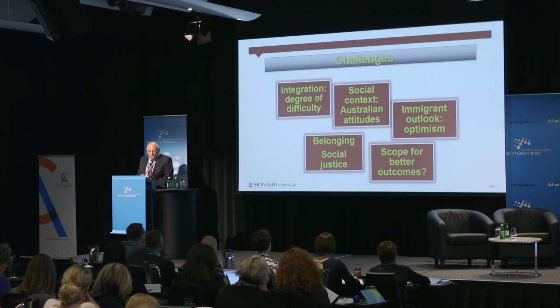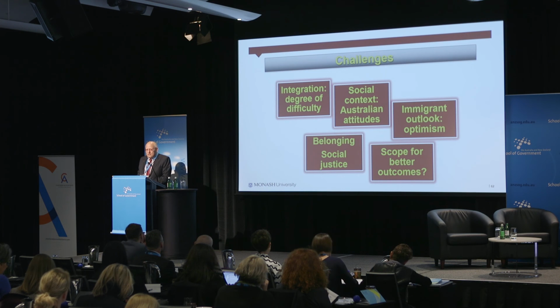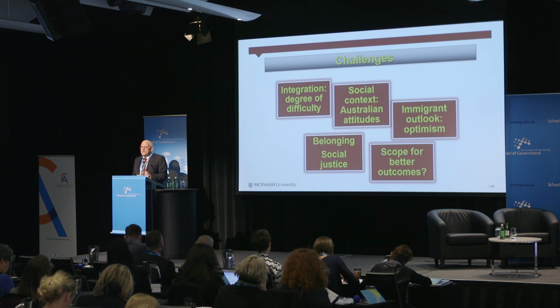So the key points really were that integration is always difficult, always challenging. I talked about the social context of Australian attitudes, relatively positive, but divided. There's a great optimism, which I haven't talked about, of immigrants. Immigrants are much more positive about Australia in their first 5 years than in the second 5 years. Immigrants come with great optimism, how to harness that to the best. Strong sense in this country of belonging, social justice. Question, scope to do better. Scope to do better at the 1 or 2% level, which actually makes a huge difference in outcomes.